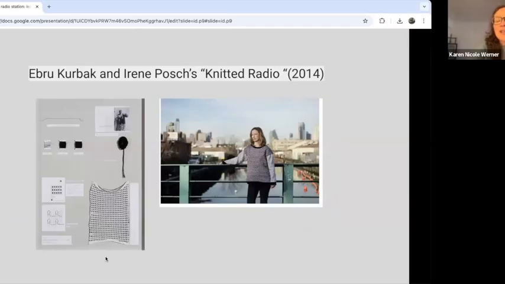Here's a very different kind of radio station, which is also going, rather than on the internet, into a very small scale. And this is actually also a kind of tactical media. These are two artists. Ebru is Turkish, and Irene is, I'm not quite sure where she's from, I think Austria. They did this in Vienna where they worked with textiles and actually brought a conductive thread into a sweater and hooked it up with a transmitter.